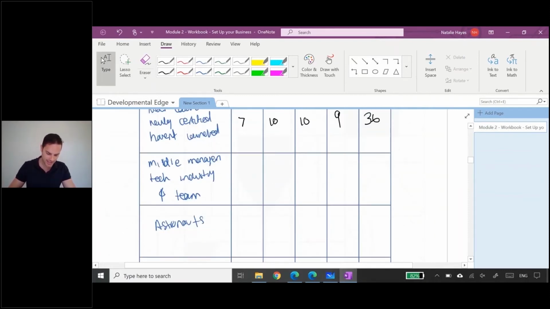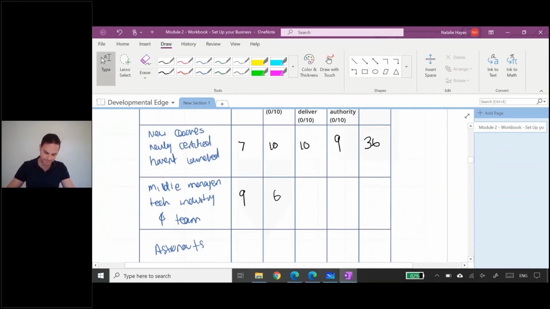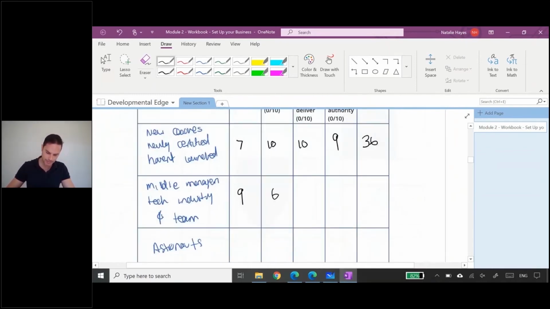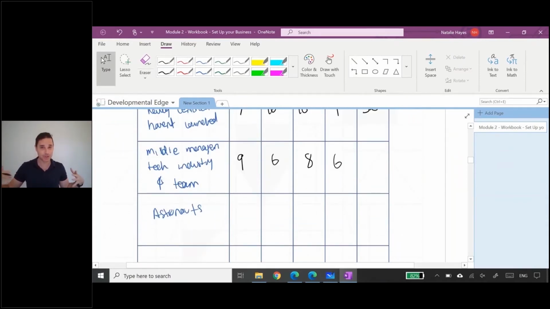Middle managers in the tech industry, let's just put, can they pay? For sure, that's a 9. Do I love this group? Maybe that's a 6. Do they have needs I can deliver to? Maybe that's an 8. Can I position myself as an authority? That's a 6. Astronauts, can they pay? I'm assuming astronauts get paid a lot of money, so let's just say 10.